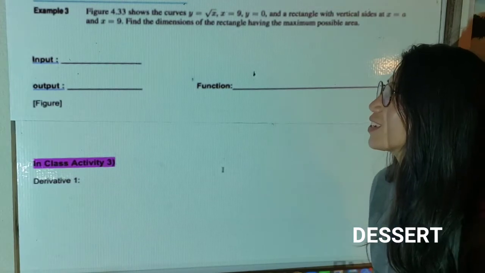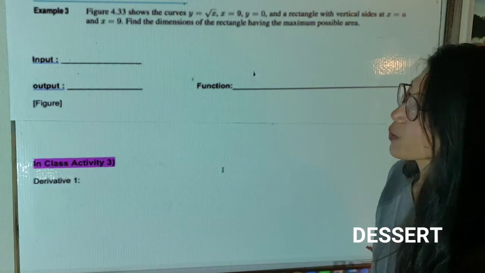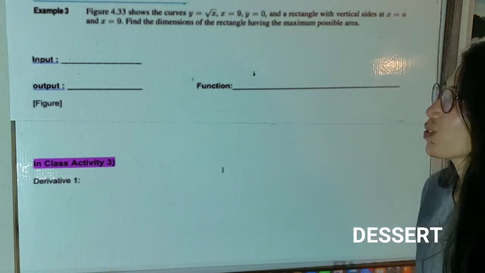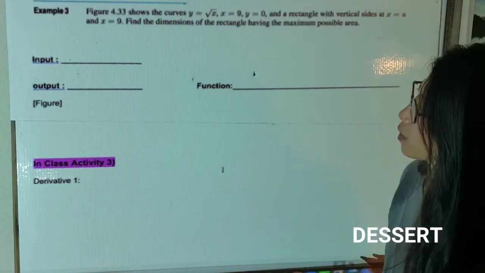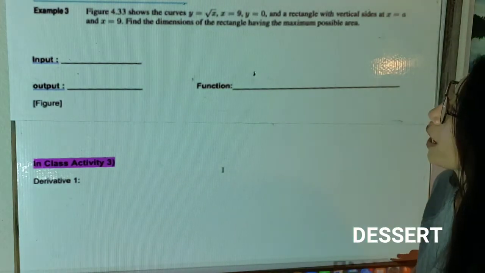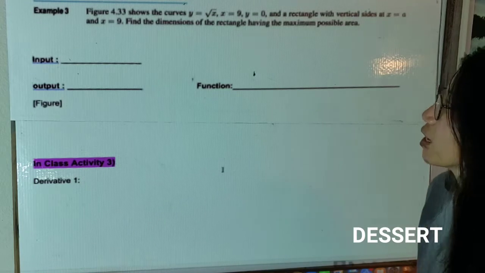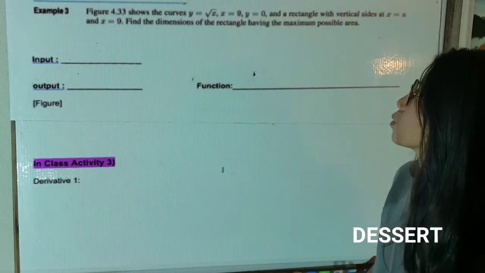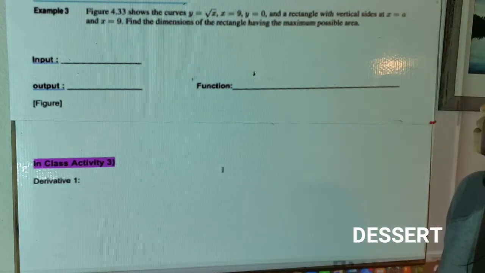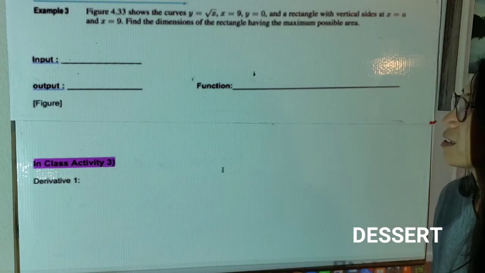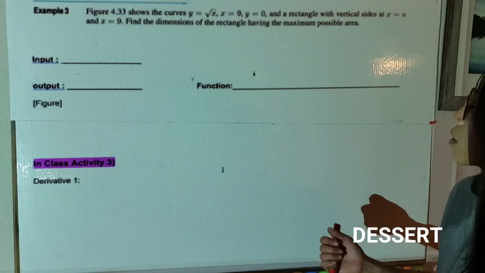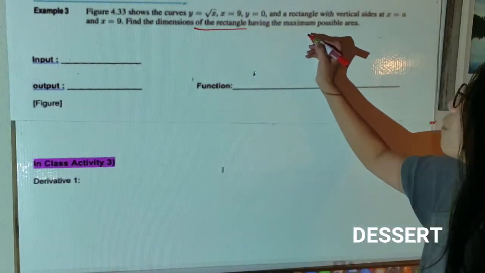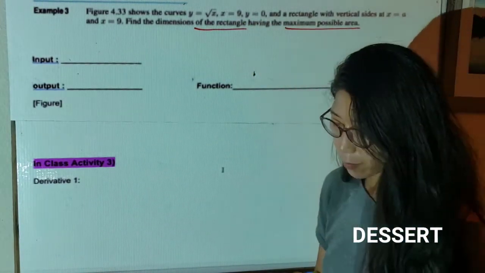And dessert. So our dessert is going to be fresh and new, and let's try to figure it out together. Here it shows the curve y equals square root of x, x equals 9, y equals 0, and there's a rectangle with a vertical side at x equals a and x equals 9. Find the dimensions of the rectangle having the maximum possible area.